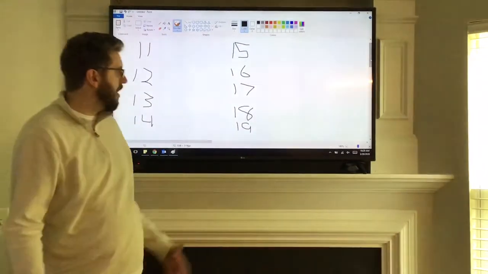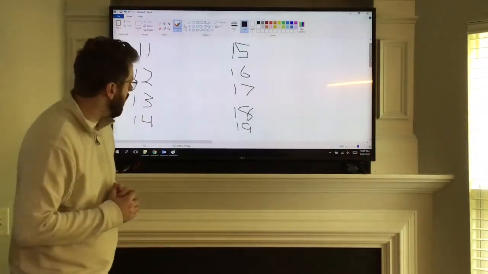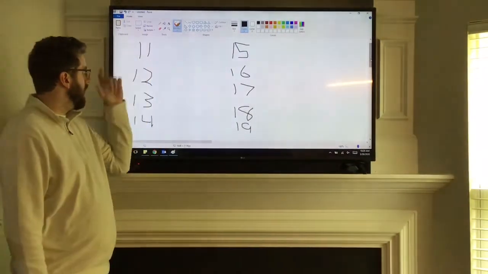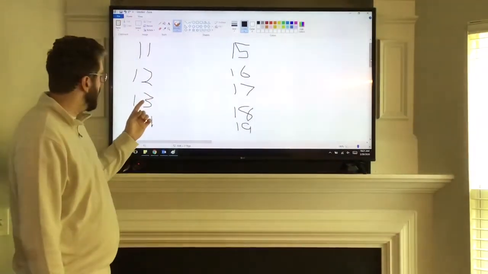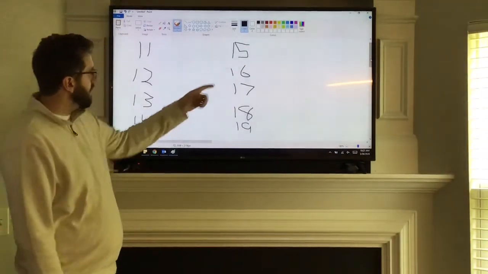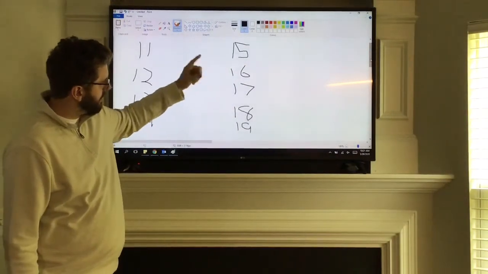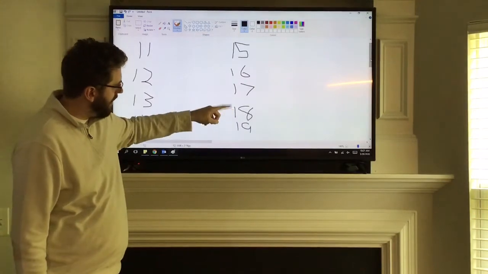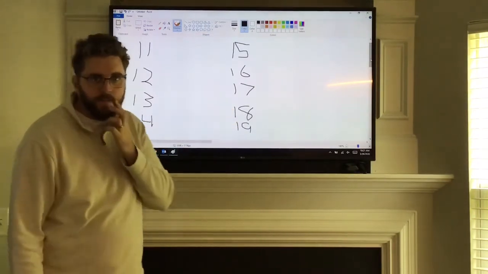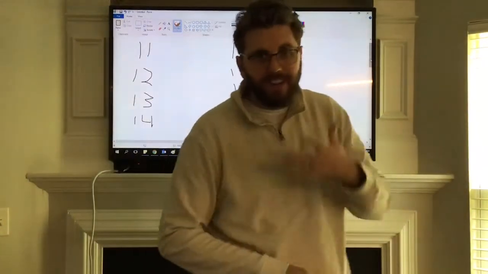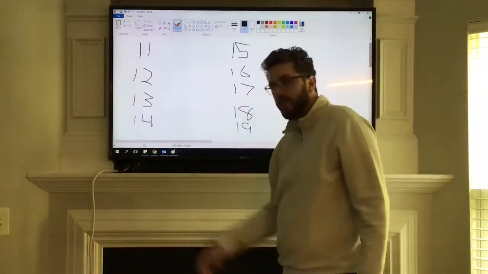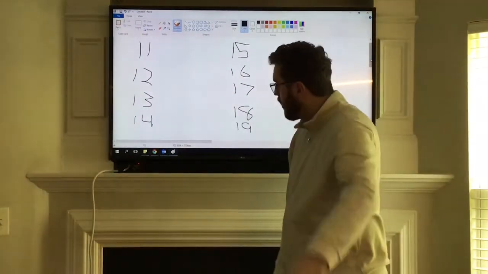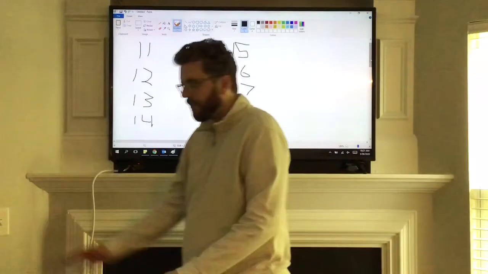Alright, so let's see, we got our teen numbers right here, all of them. Let's look at them. 11, 12, 13, 14, 15, 16, 17, 18, 19. Those are our teen numbers, and as you can notice, they all start with 1. The 1 always comes first.